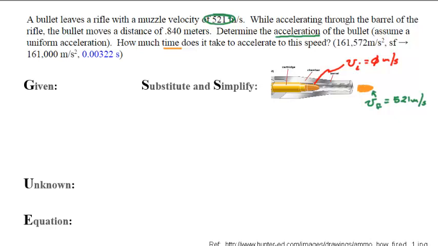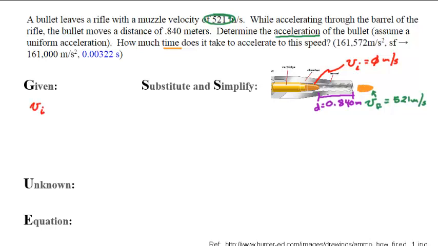It gives me one more bit of information. It tells me that the distance from here to here is 0.840 meters. That's a distance. All right, these are my givens. Since we're talking about the x-axis, to be honest, I could be talking about the y-axis, but it's drawn in the x-axis. I'll use red.